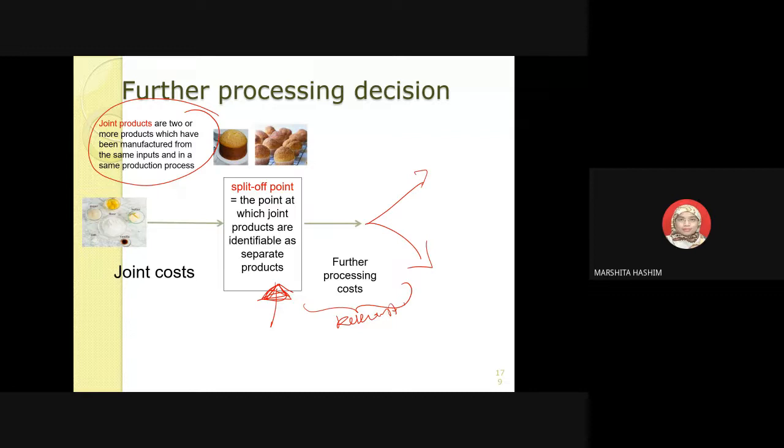Relevant cost. And joint cost is irrelevant because it will not change according to your decision whether to further process or not. If you sell it here, you incur this amount. If you further process also, you cannot alter this total cost. Therefore, it is irrelevant to the decisions to be made in the future. Decision about what? Decision about whether we want to further process the product or not.